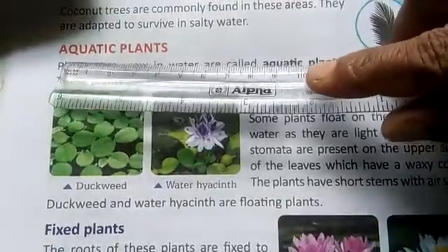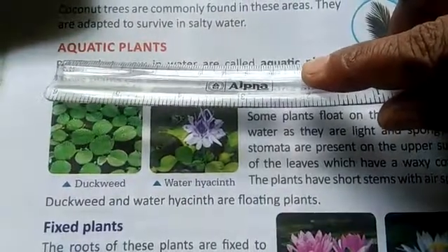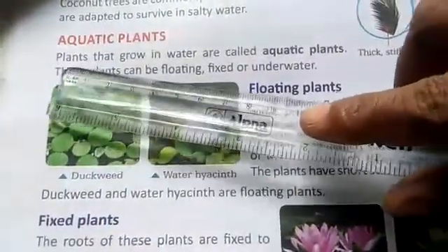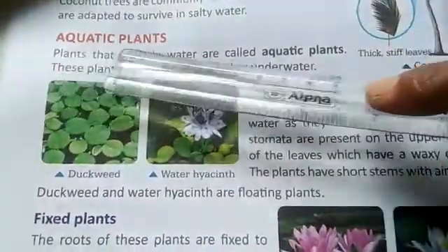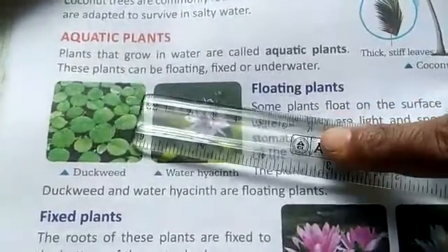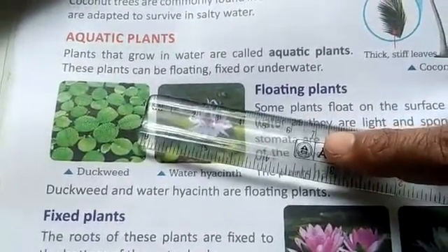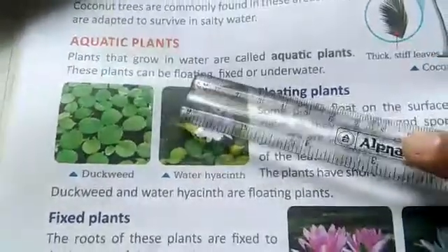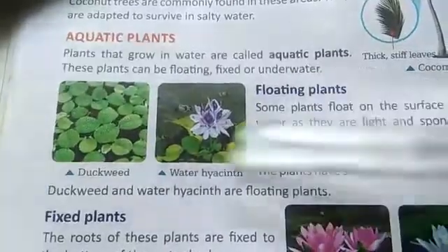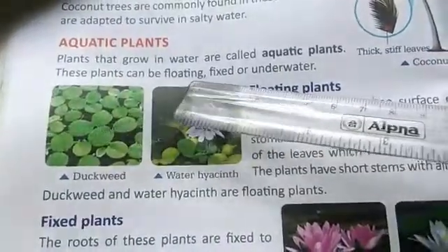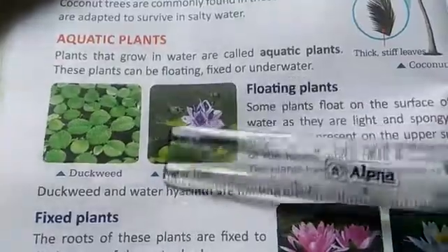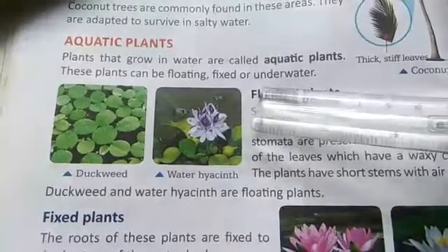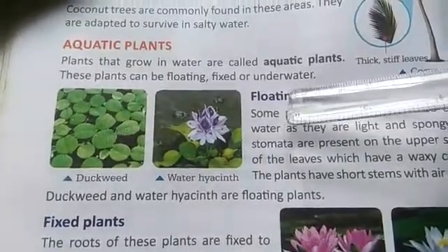Now we will discuss aquatic plants. Till now we have discussed terrestrial plants. Aquatic plants are plants that grow in water. These plants can be floating, fixed or underwater, meaning they can float in the water, be fixed, or remain inside the water.